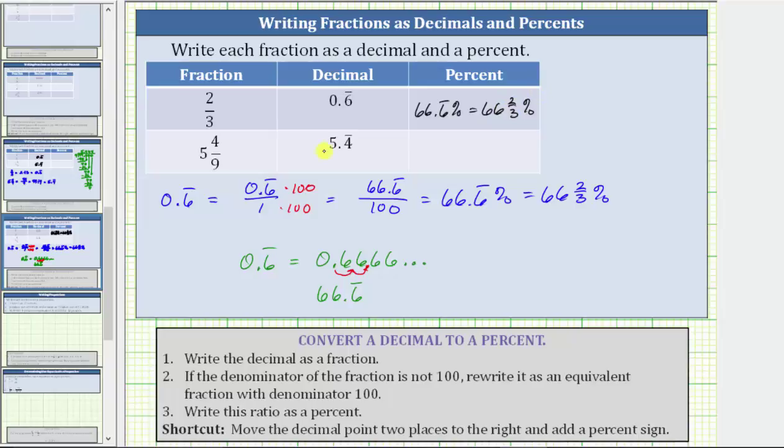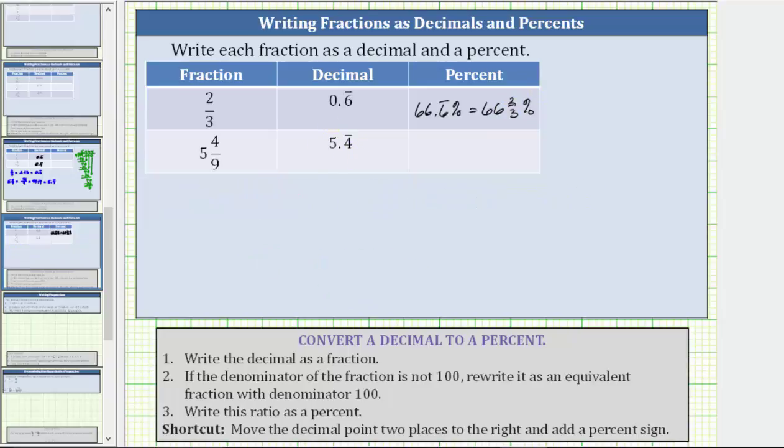Let's look at the second decimal of 5.4 repeating. To write 5.4 repeating as a fraction, let's write 5.4 repeating over 1. And now we need to write an equivalent fraction with the denominator of 100. So we multiply the numerator and denominator by 100. 1 times 100 is 100. 5.4 repeating times 100 is equal to 544.4 repeating.